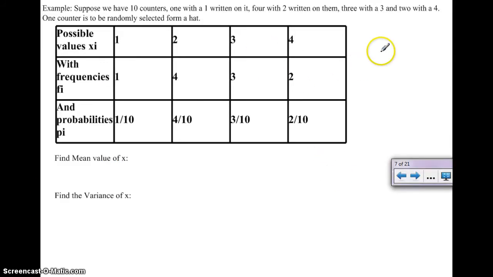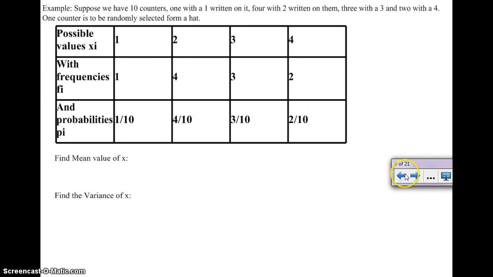Looking at this data, it says suppose we have 10 counters. One of them has a 1 written on it, one has a 2, one has a 3, one has a 4, and we're seeing how many times they show up. The 1 shows up 1 time, the 2 shows up 4 times, the 3 shows up 3 times, and the 4 shows up 2 times. The probability of each of those occurring is 1/10, 4/10, 3/10, and 2/10.